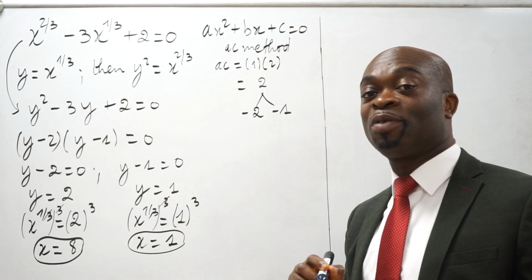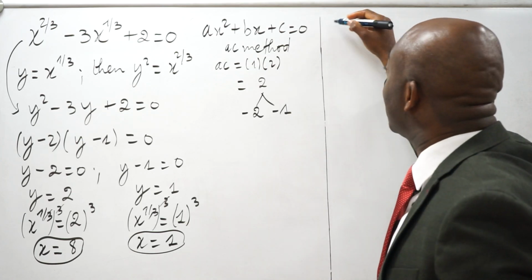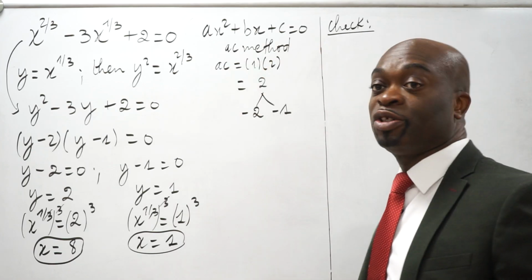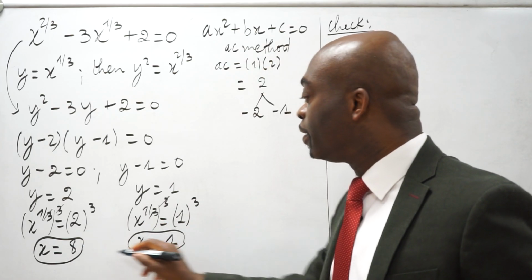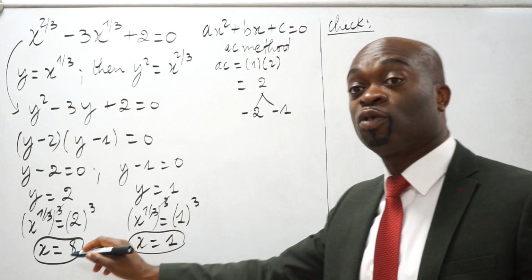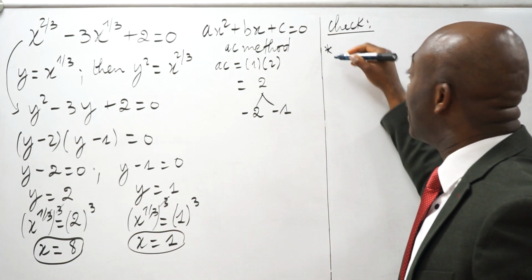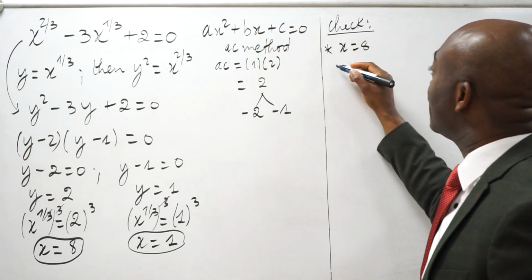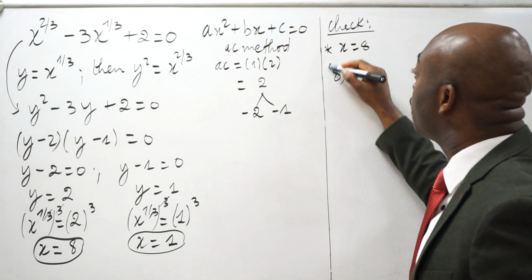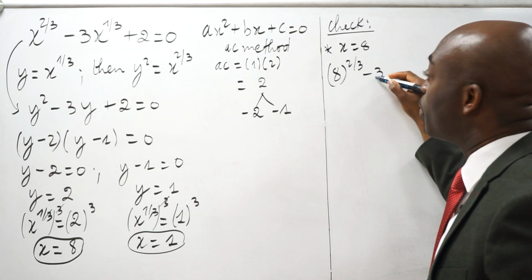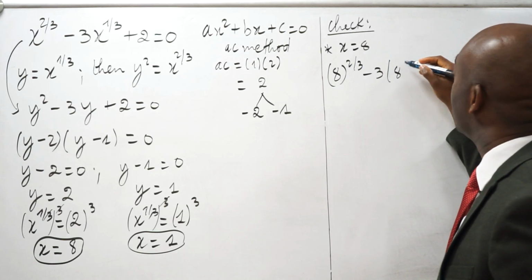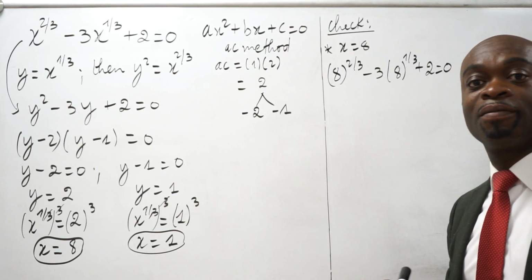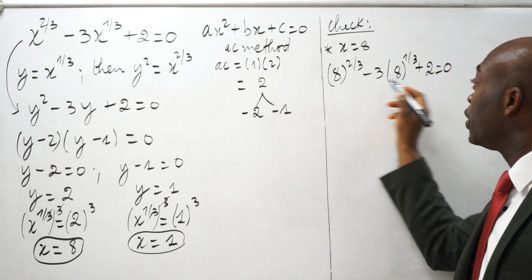But, ladies and gentlemen, what else can we do? We can check them. Checking them means we go back to the original equation and substitute these answers in there. We'll go with x equals 8 first. If x equals 8, we substitute that in there. That will give us 8^(2/3) minus 3 times 8^(1/3) plus 2, and the answer should be equal to 0 after we calculate this.